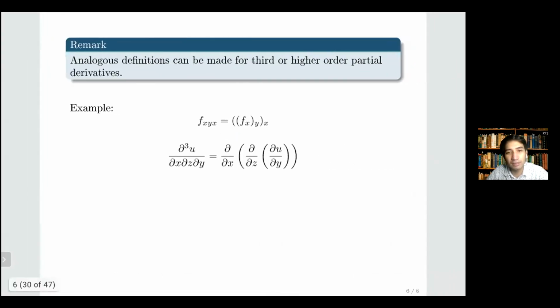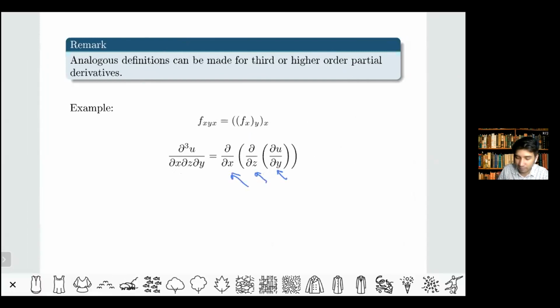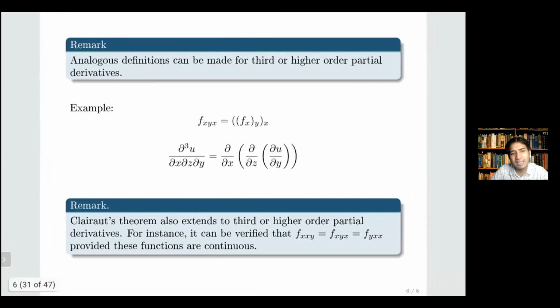Tapos halimbawa, in the partial notation symbol, from right to left naman. So kung meron kang partial cube u over partial x, partial z, partial y, ang ibig sabihin niya, i-differentiate mo muna siya with respect to y, and then with respect to z, and then with respect to x. Okay? And same with the second order derivatives case.